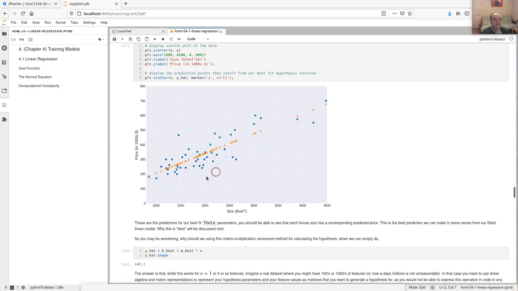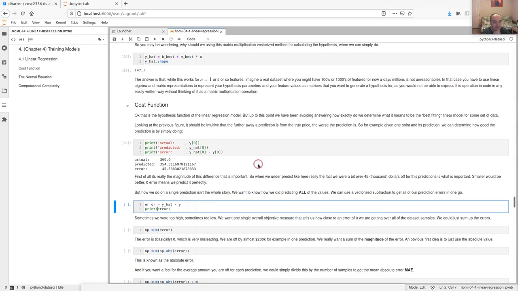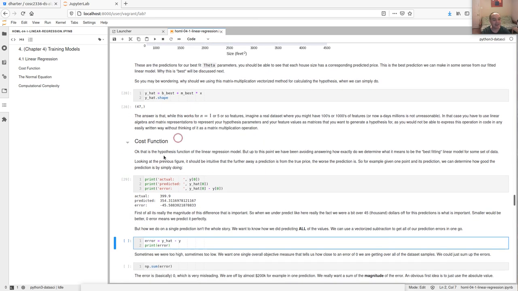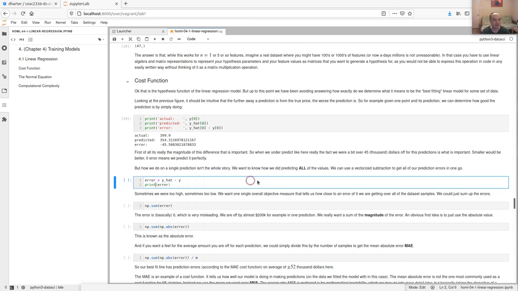infinitely available fits I could have, I have to find the one that has the lowest cost. That's actually leading to the next video after this one. Once we define our cost function, we have to have some method to search among the possible fits to find the one that has the lowest cost. In this case, we're trying to minimize the cost because we want the sum of the errors to be as small as possible.